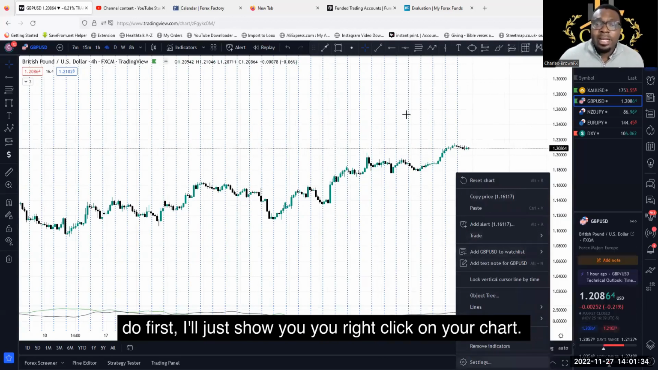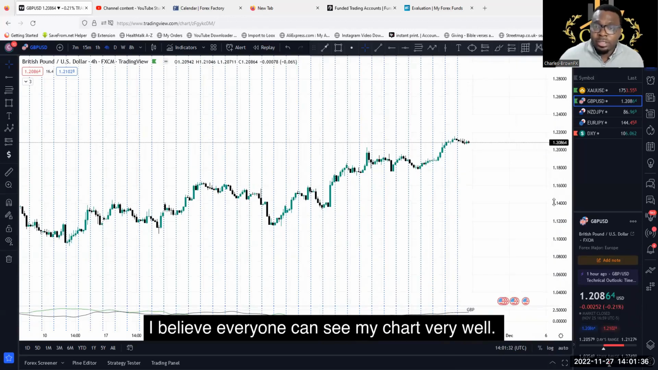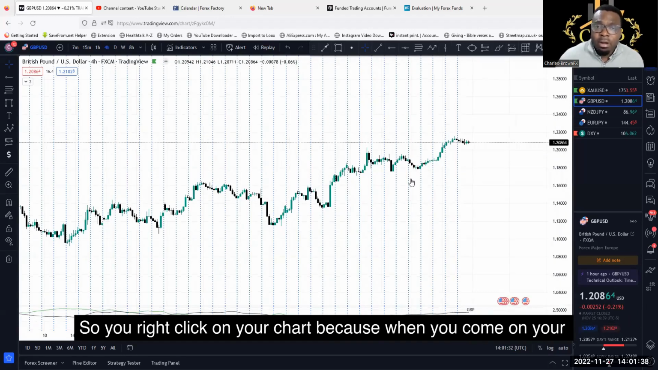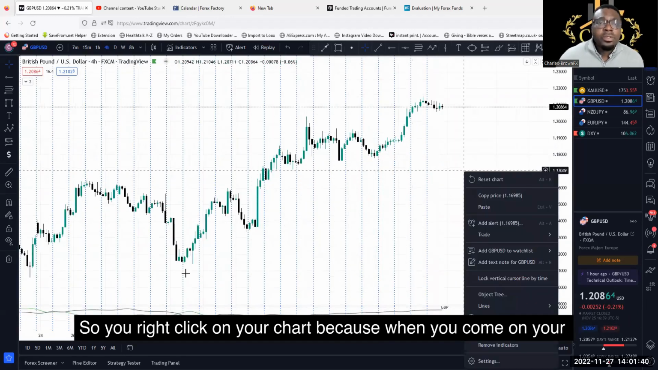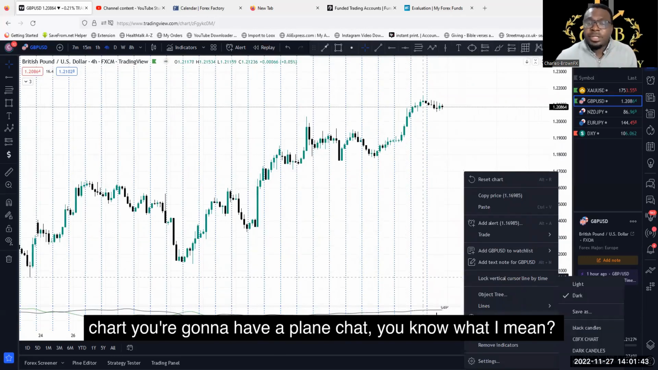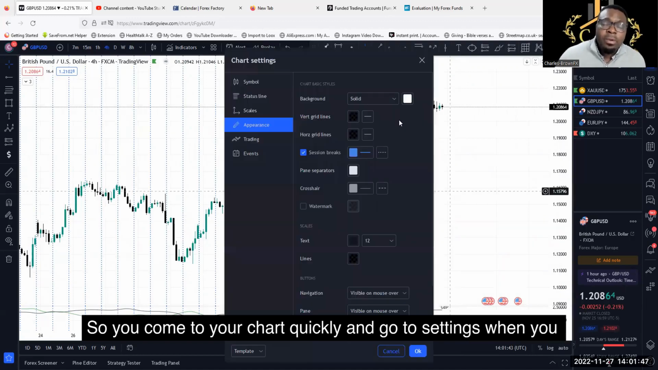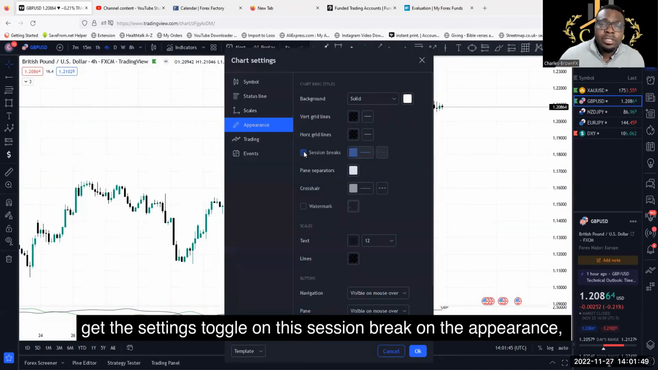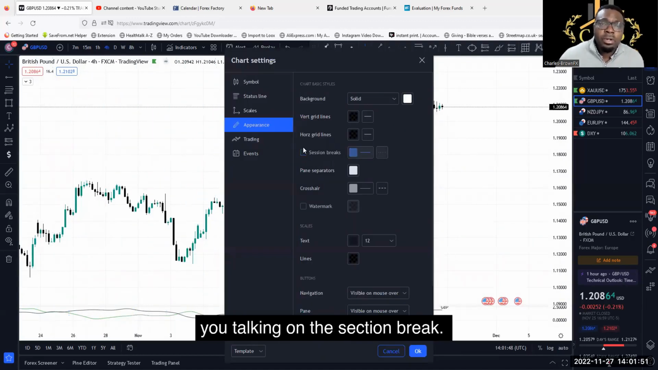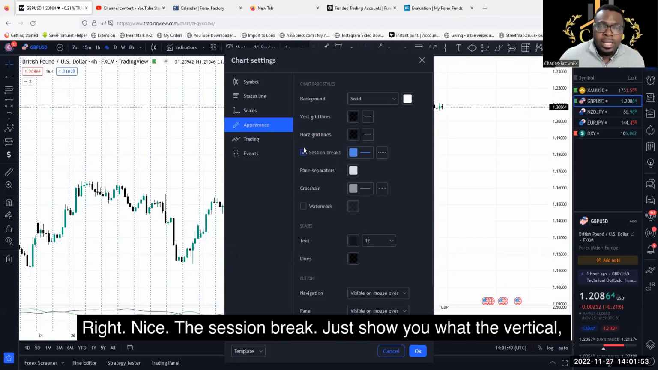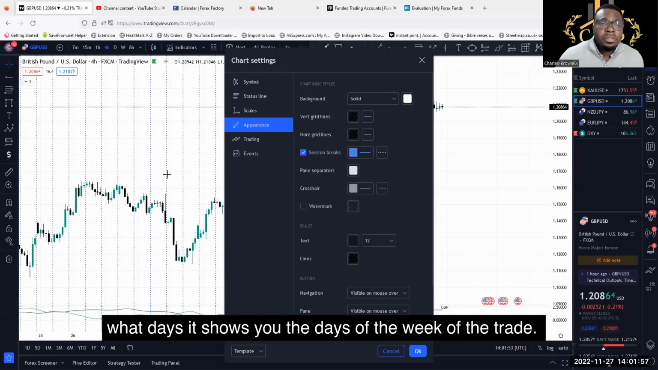one thing you have to do first, I'll just show you. I believe everyone can see my chart very well. You right click on your chart, because you're going to have a plain chart, you know what I mean? So you right click on it and go to settings. When you get to settings, under appearance, you toggle on the session break. Nice. The session break shows you the days of the week of the trade.